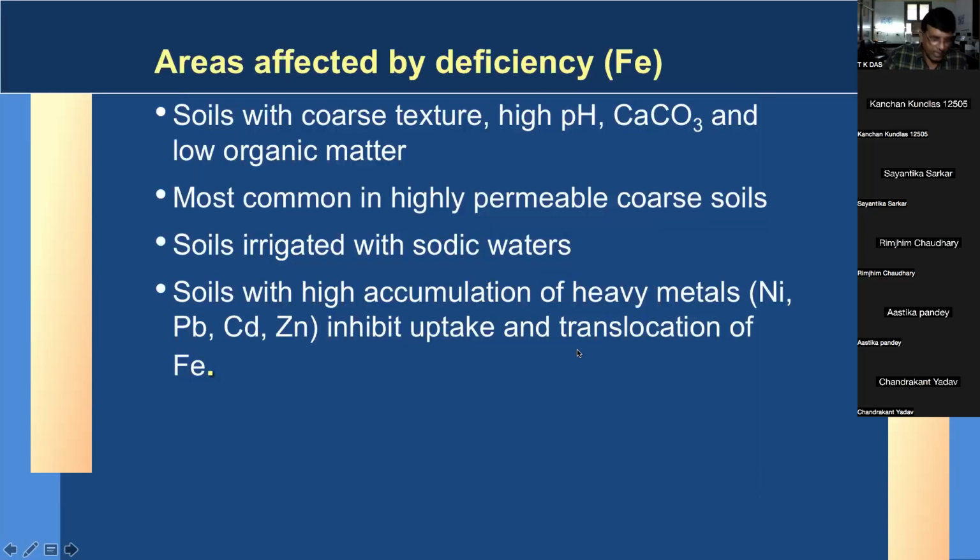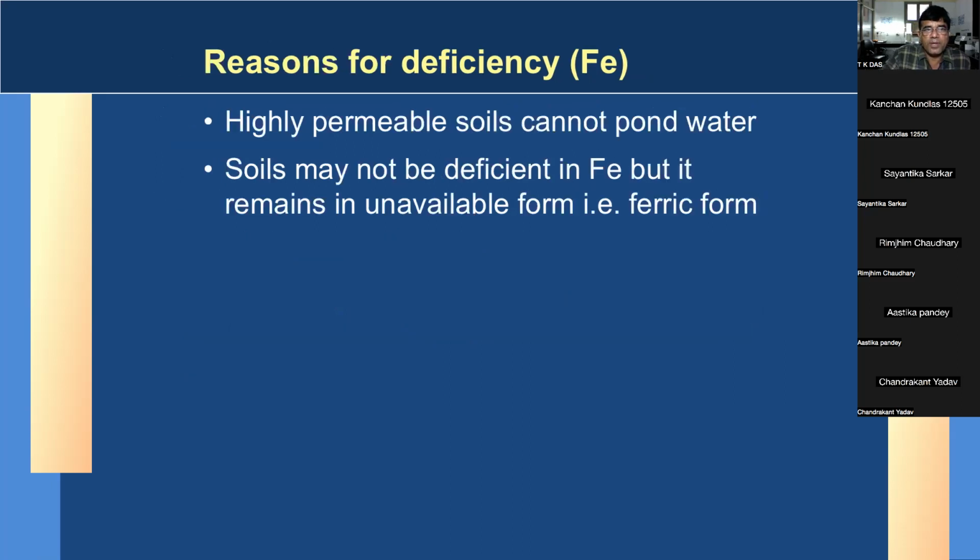So what are the areas that are affected by iron deficiency? Definitely soils with porous texture, high pH, high calcium carbonate, and low organic matter may have iron deficiency. It is most common in highly permeable porous soils where iron leaching can happen, and in soils irrigated with sodic waters. Soils with high accumulation of heavy metals like nickel, lead, cadmium, and zinc inhibit uptake and translocation of iron. These ions actually compete with iron for uptake.